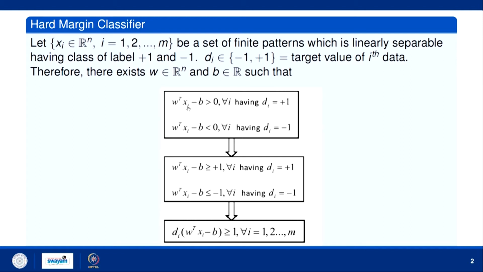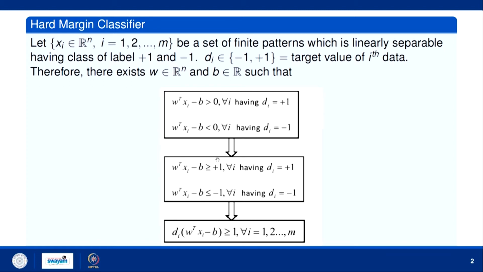W transpose xi minus B is greater than 0 for all i which are in the plus 1 label class, and it is less than 0 for all i which are in the minus 1 label class. We have already seen that by suitable scaling, this can be transformed into greater than or equal to 1 for all i which are in the plus 1 label class, and less than or equal to minus 1 for all i which are in the minus 1 label class.